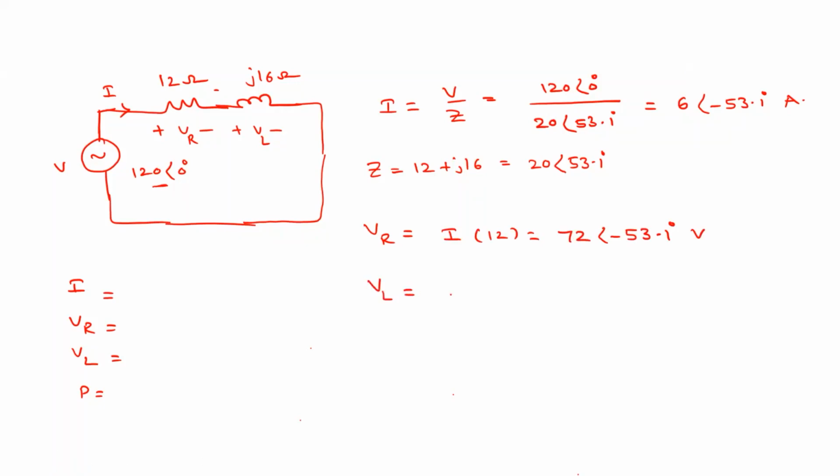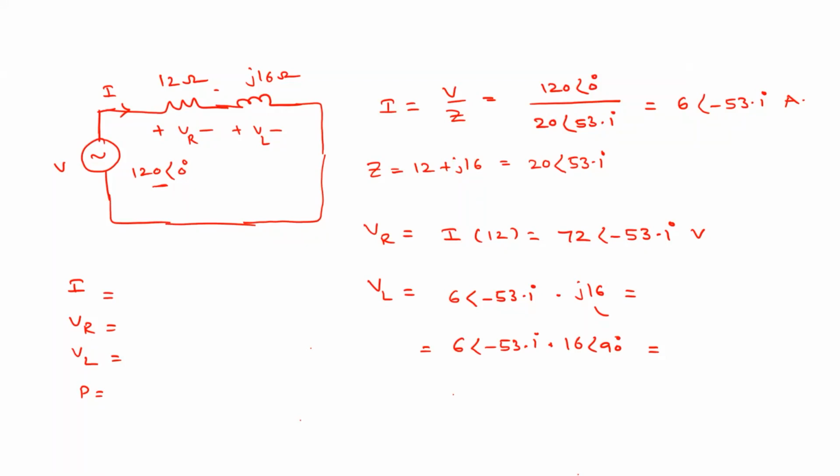Similarly, VL is the current I, 6 at an angle minus 53.1 degrees, into its value j16. How to write j16 in polar form? It is 16 at an angle of 90 degrees, pi by 2. Agree? Yes, sir. If you multiply these two, what is the value?